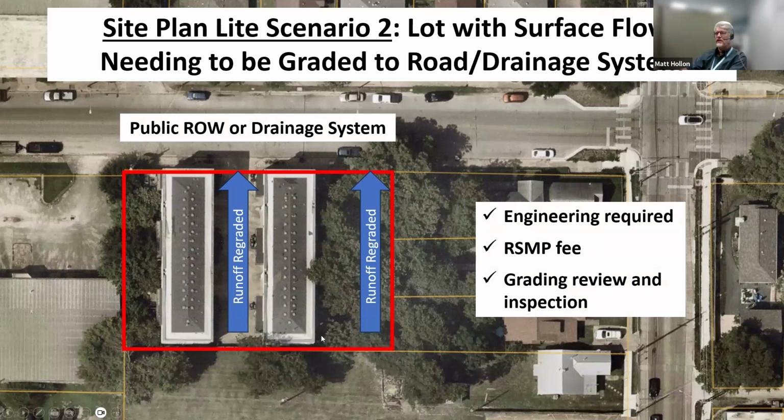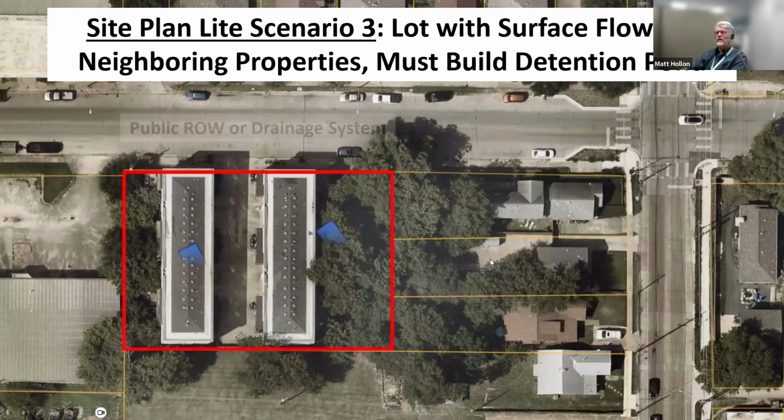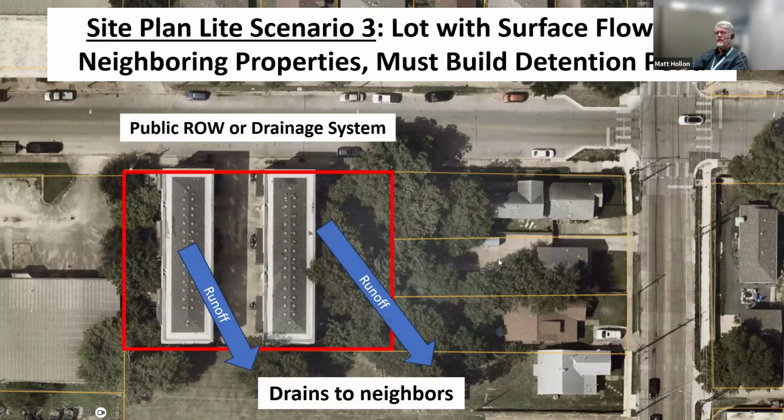And this is what we're doing now, by the way. This is already in place. It's just that we have this other simpler option. If you can show how easy it is to get the water there, you don't have to go through this step. But this one is for those that need to regrade. And there's some inspection to make sure that it happens.